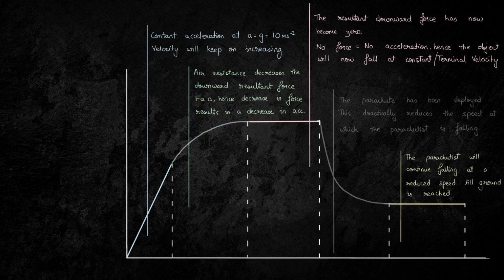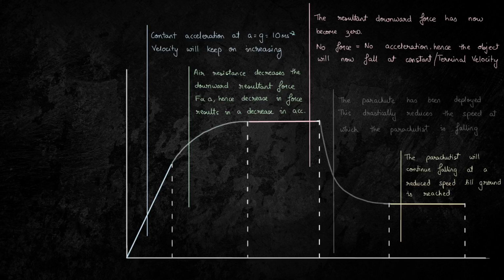Your velocity is still increasing. Your graph is going up, which means the velocity is still increasing, but the rate at which the velocity is increasing decreases, or in other words, we can say that the acceleration is decreasing. Part 3 is where your acceleration is now essentially 0. Your total upward force, the air resistance, and your total downward force, the weight, are now equal to each other. The parachutist has now achieved terminal velocity.